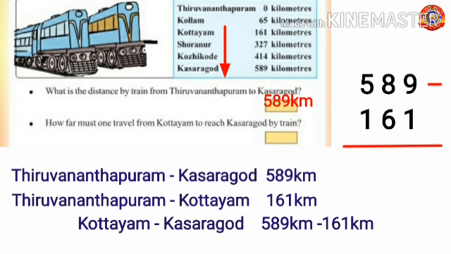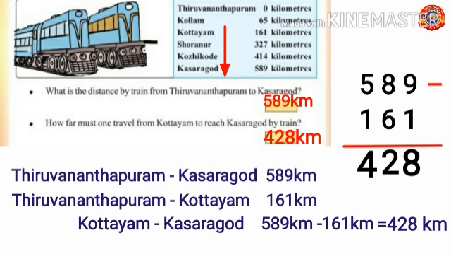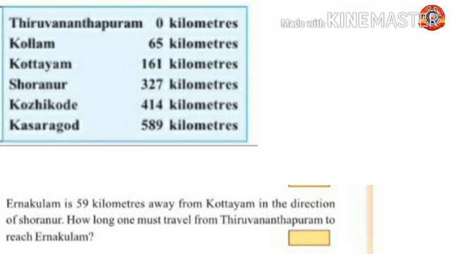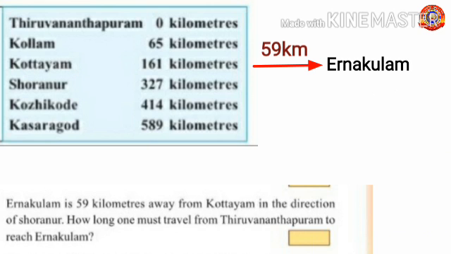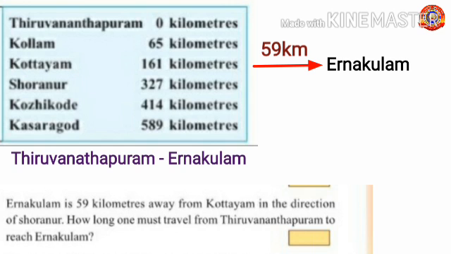589 minus 161. 9 minus 1, 8. 8 minus 6, 2. 5 minus 1, 4. 428. How far must one travel from Kottayam to reach Kasaragod by train? 428 km. Next question. Ernakulam is 59 km away from Kottayam in the direction of Shornur. How long one must travel from Thiruvananthapuram to reach Ernakulam?